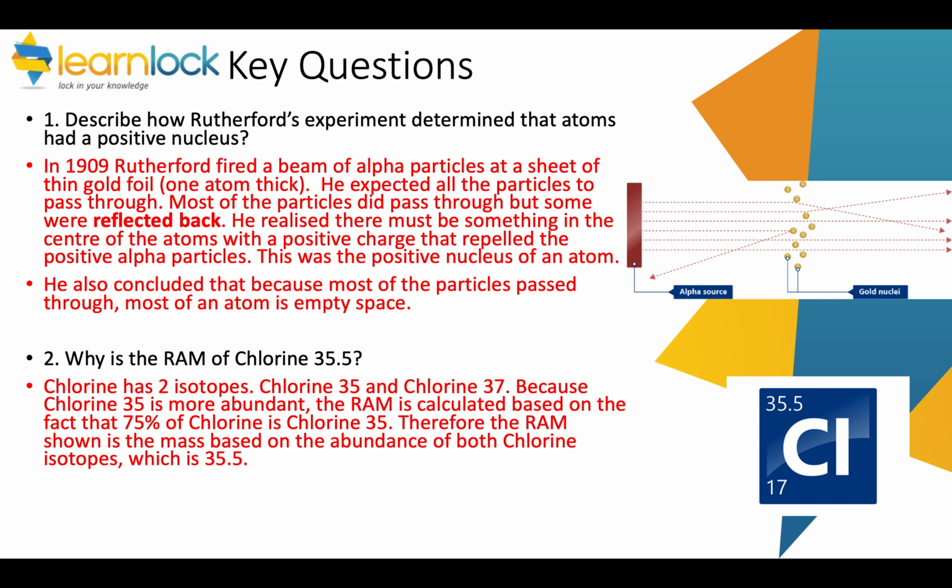If you look in the periodic table, it's got this number 35.5. Why? Well, that's because there are actually 2 isotopes of chlorine: chlorine 35 and chlorine 37. But the mass is not an average of both, which is 36, because there is more chlorine 35. It's more abundant. So the mass is calculated based on the fact that 75% of chlorine is actually chlorine-35. So the overall mass number of chlorine is based on the two isotopes and is 35.5.